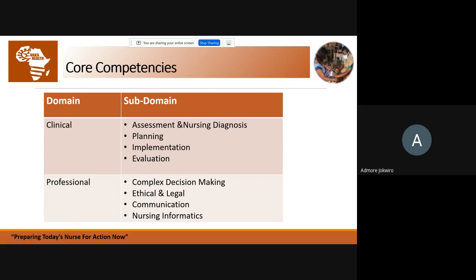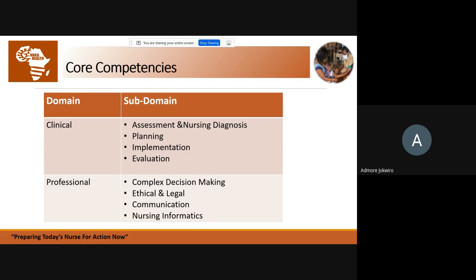So what are some of the core competencies that have been defined from a fellowship perspective? But I want you to note that these are not cast in stone, and they will vary according to the exact fellowship. So for midwifery, there will be some variations in terms of the core competencies. For critical care nursing, there will also be some variations. But generally, the fellowship is defined by some of these core competencies, where in the clinical domain, you are going to be talking about health assessment and diagnosis, planning, implementation, as well as evaluation.